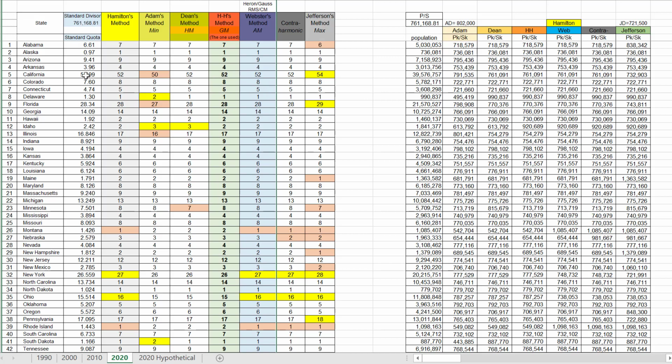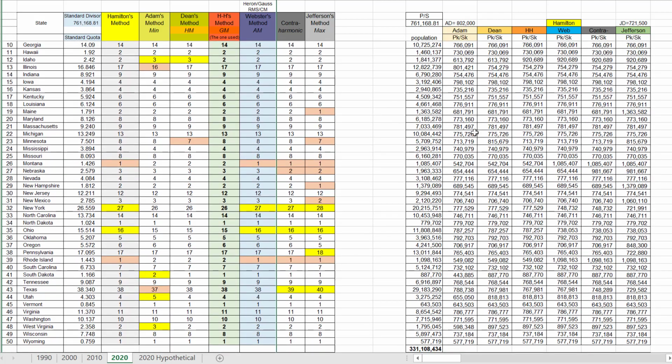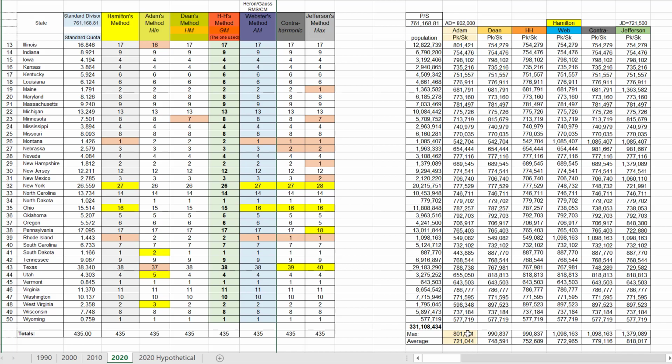Notice with, say, Delaware, its standard quota is 1.3, and 1 seems to be pretty fair to give Delaware. But if you give Delaware 1 seat, its population of 990,000 would be its people per seat. What happens with Adams' method is whatever divisor you use, you're guaranteed to never be above that. So none of these will be above that 802,000. In fact, I could have used other divisors. There's a whole interval, but I used 802, so every state was below that. In fact, the maximum was 801,421.